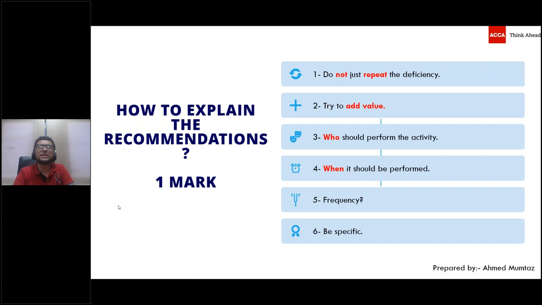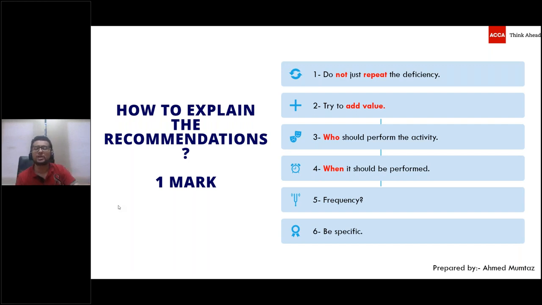Let's say the purchase orders are not sequentially pre-numbered. So this is something you identified from the question, and it's called the identification of deficiency. Now you have to explain it. A particular order could be missed out, and the purchase department would be unaware, and as a result the production process could be disturbed. So you have to explain the deficiency.